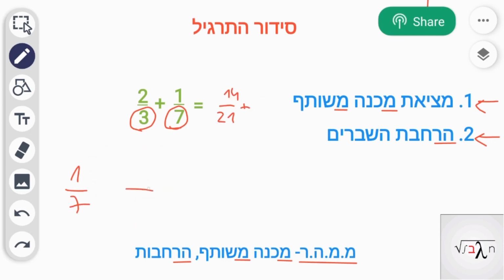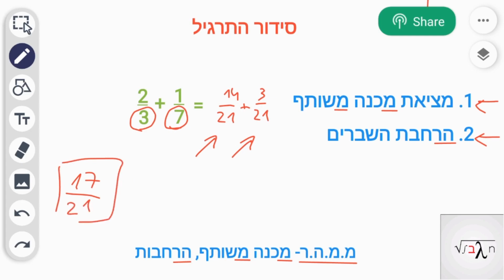Let's take 1/7 and extend the denominator to 21, because 21 is the common denominator. The multiplication will be by 3. And we'll do the same for the numerator, and multiply by 3. 1 times 3 equals 3. Now we'll do the calculation. 14 over 21, plus 3 over 21, will give us 17 over 21. That's the solution.